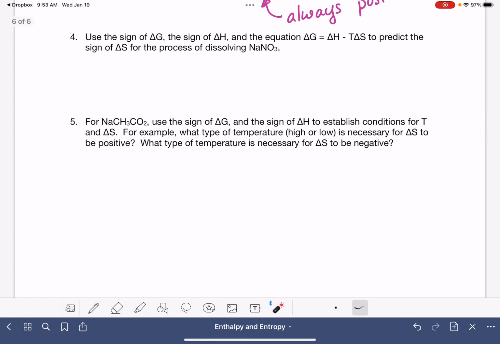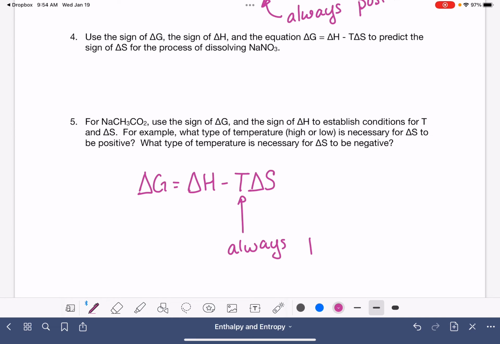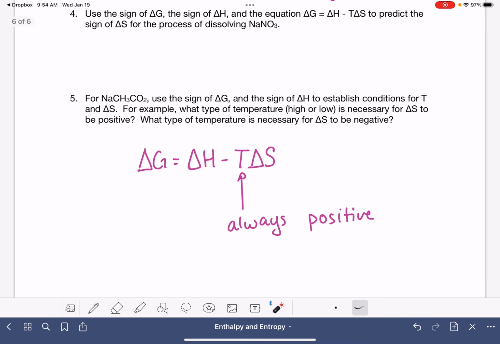And then you'll do it one more time for NaCH3CO2. Now this one's going to be a little bit trickier. You'll see there's some more words on here. So this one is saying use the sign of delta G and the sign of delta H. I'm going to copy this equation again to establish conditions for temperature and S. For example, what type of temperature, high versus low, this is always going to be a positive number. What type of temperature is necessary for delta S to be positive? What type of temperature is necessary for delta S to be negative?